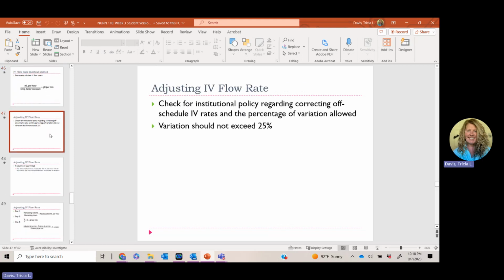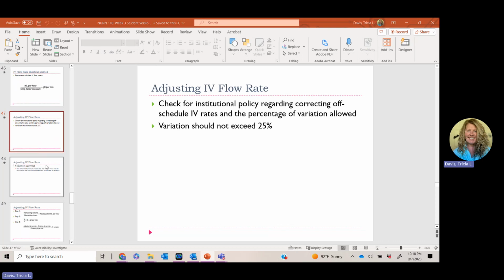All right, so sometimes we have to adjust our IV flow rate, okay? When adjusting the IV flow rate, we always want to check our institutional policy regarding correcting off-schedule IV rates and the percentage of variation allowed. In most places, that variation of fluid should not exceed 25%, okay?